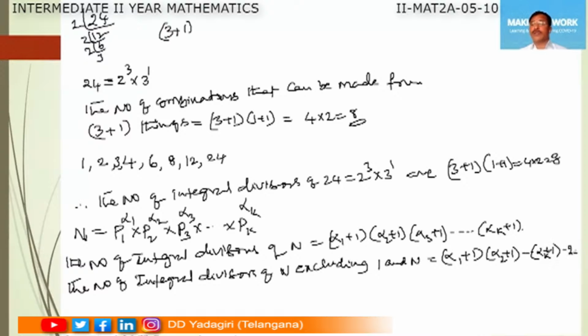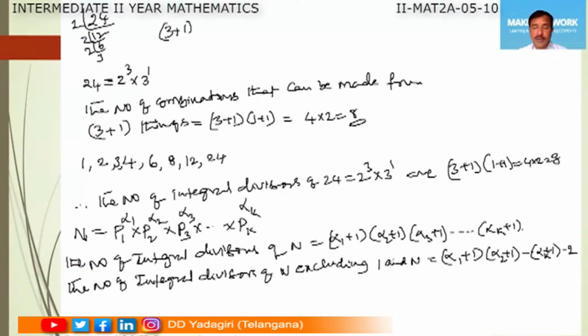What is this minus 2? What are we subtracting with this minus 2? So 1 and itself. 1 is the integral divisor obtained without taking any element in the combinations. And this n, the number itself, is obtained by taking all the factors at a time.